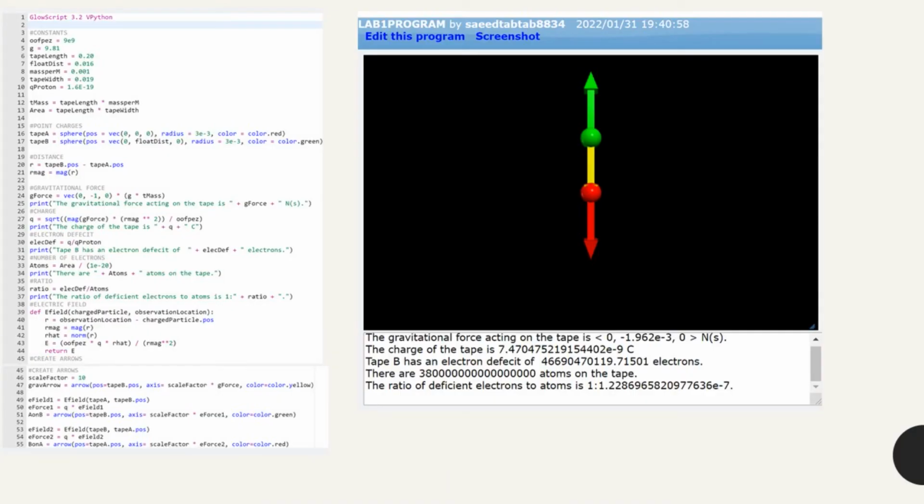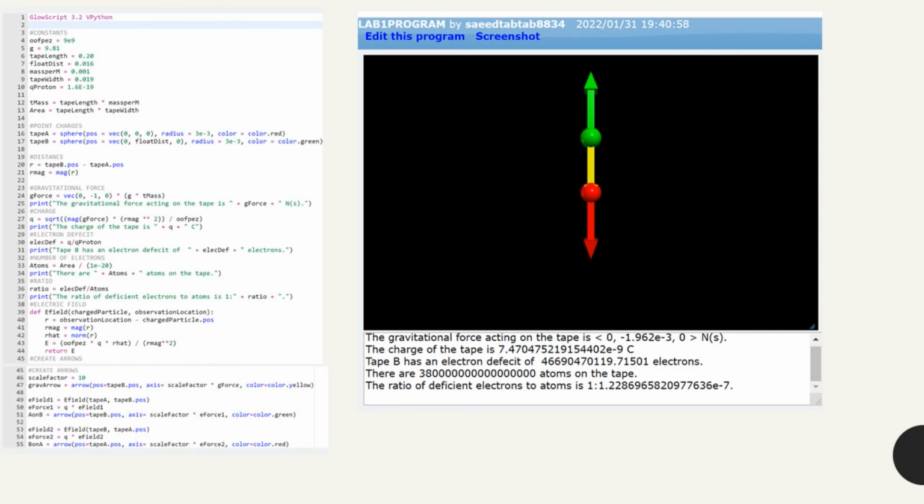And this is the code for my GlowScript program. The first part is mainly the constants that are going to be used in this experiment. In the second part, I basically calculated the point charges. Third part was for the distance. The fourth part, which was the most complicated part, was for calculating the gravitational force. And then I basically graphed it, and based on the graph, you can see that the electrical force, which is the green arrow, is pointing up. The yellow is the gravitational force pointing down, which cannot be seen quite completely.